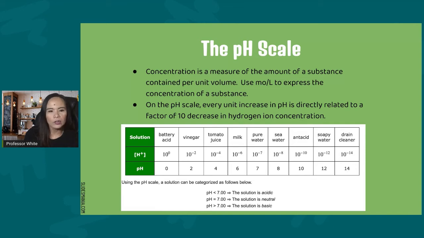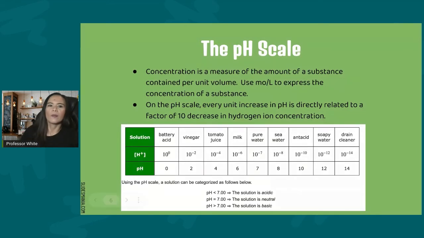As you go further, tomato juice is 10 to the negative 4, which is pH 4. Milk is 10 to the negative 6, which is pH 6. Water is 7, and FYI, 7 is actually a neutral solution. So that's your pure water. Seawater is about 10 to the negative 8, which is pH 8. As you go further to the right side, the drain cleaner is 10 to the negative 14, which is a basic solution. Right after the neutral solution is when substances become basic.